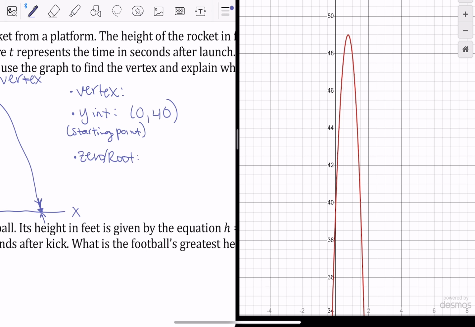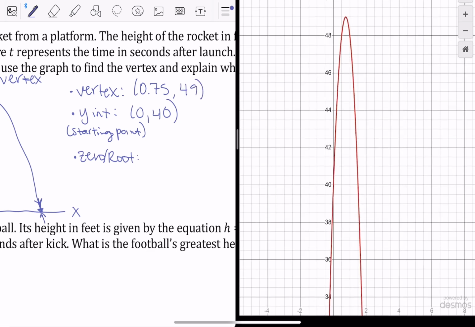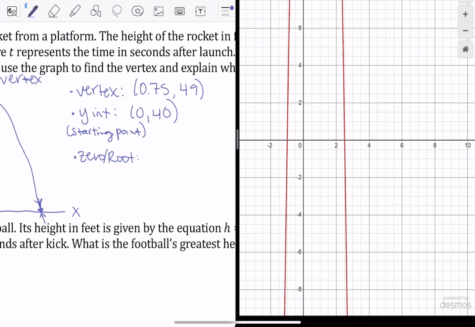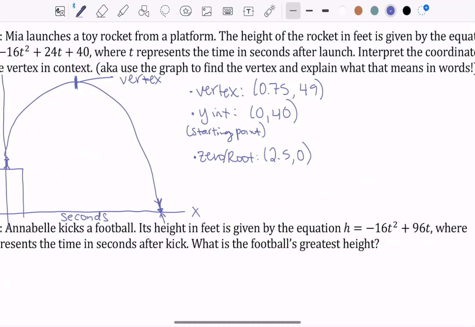Then we're going to look for our vertex. That's going to be the very center here, the highest point. That is (0.75, 49). And then our 0, or our root, is going to be where it touches the x-axis. Obviously, I'm not going to pick this one, -1, because time can't be negative. So I'm going to pick this one. It says (2.5, 0). And let me move that out of the way. And here we go. So I'm going to label them on my diagram as well.